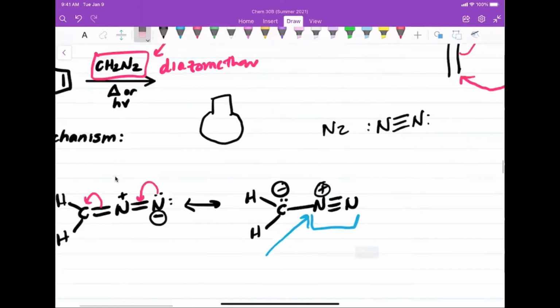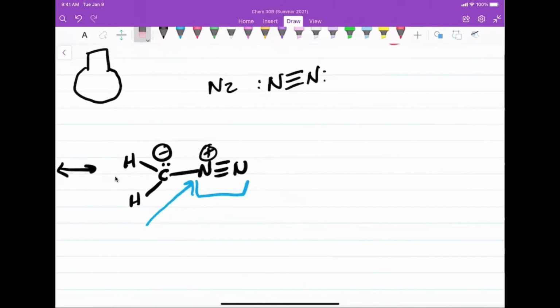But when you do it, if you heat it just ever so slightly, you can get this nitrogen to actually act as a leaving group. And then what you're going to form is this. And this is our carbene.